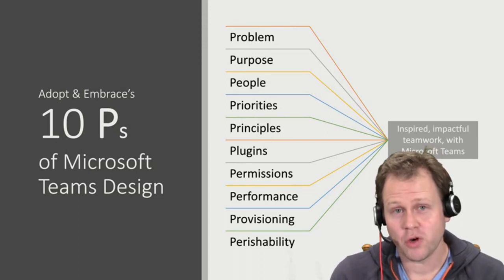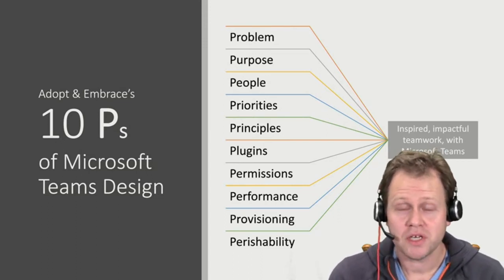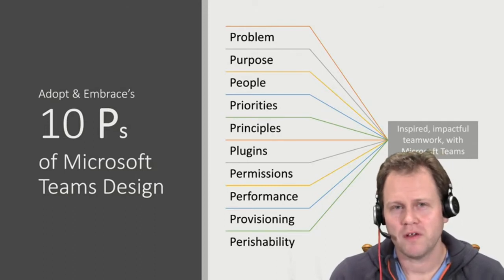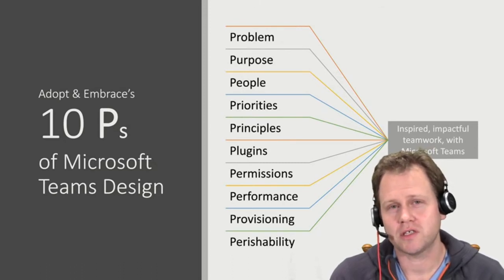After plugins, we talk about permissions. Now, permissions is really thinking about a couple of things. First of all, what is the role of the team owner and what do we want the team owner to actually do within the team? And then what are the different controls we can put in place in the team to help them achieve that?